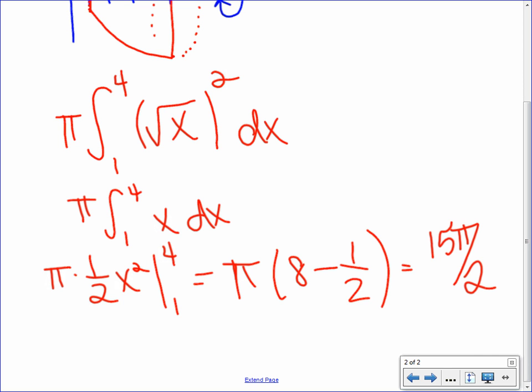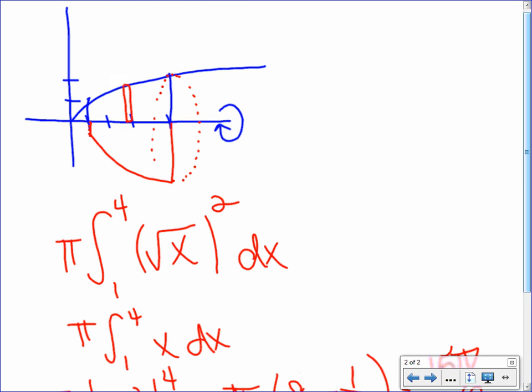A majority of these I will let you use your calculator. Some of these I still want you to do by hand so you don't lose your integration skills. Okay? Any questions on this setup? When there's no hole and we just have discs, it's going to be a nice integral, isn't it? Okay.